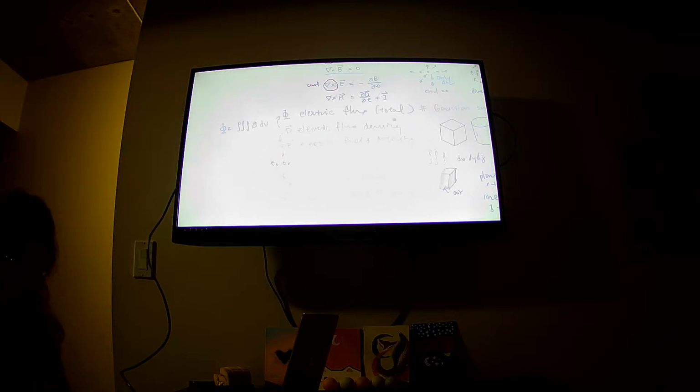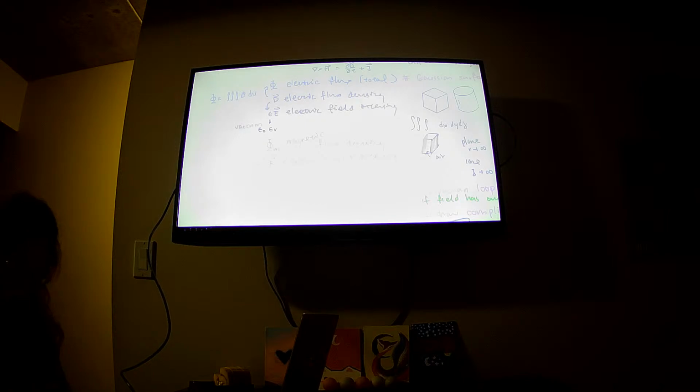So similarly, magnetic flux, right? Magnetic flux exists, and then your magnetic field.